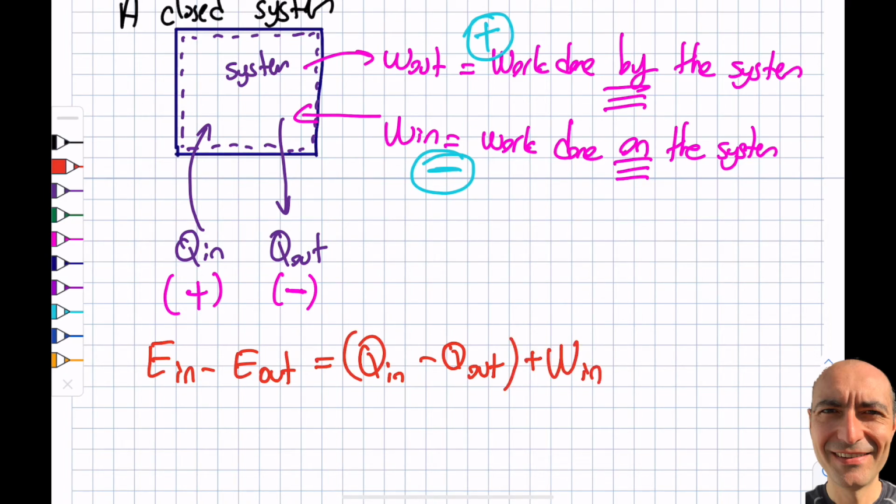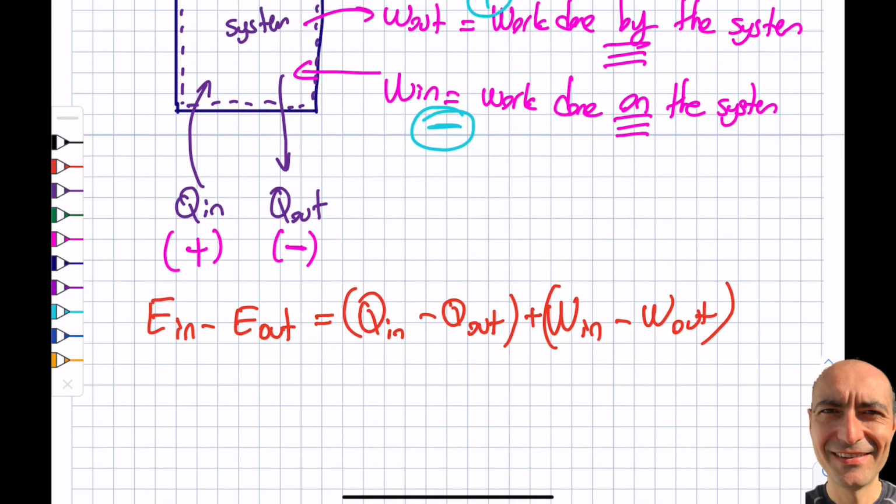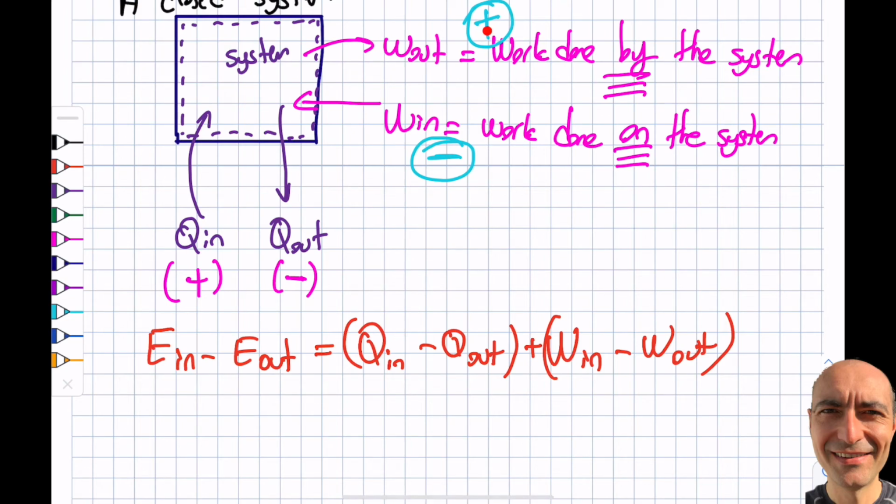W in minus W out, right? Because when I have a work input to my system, work done on the system, I will have increased energy. When I have the work done by the system, this will decrease the energy of my system. So this is fine. But you can see in here, we have an issue. So this is positive, so it's supposed to be negative. So then I need a negative in between those two.